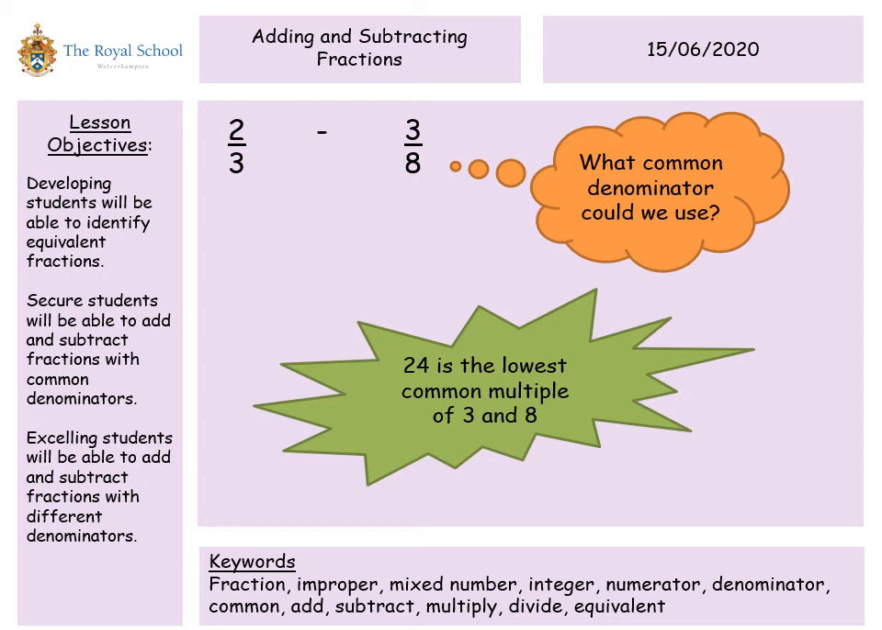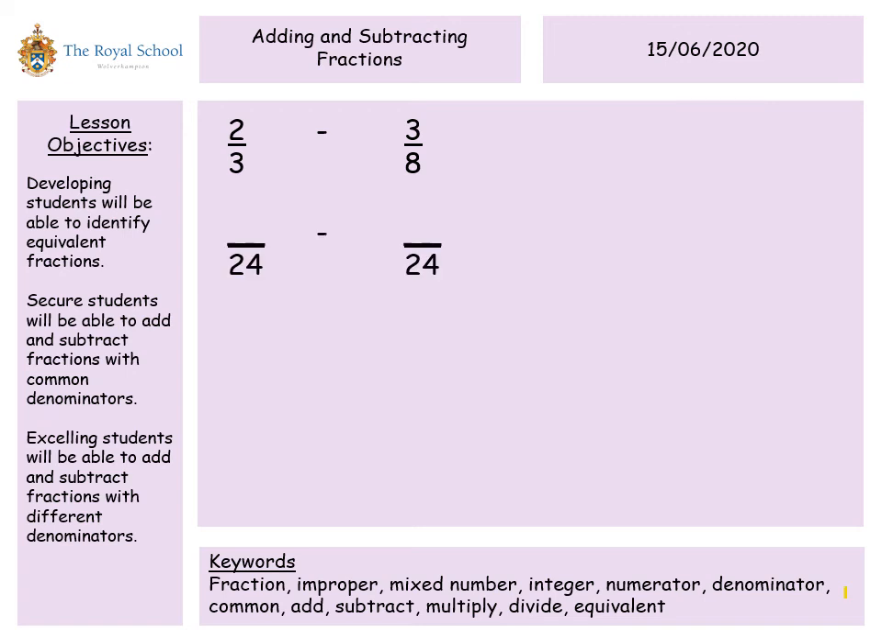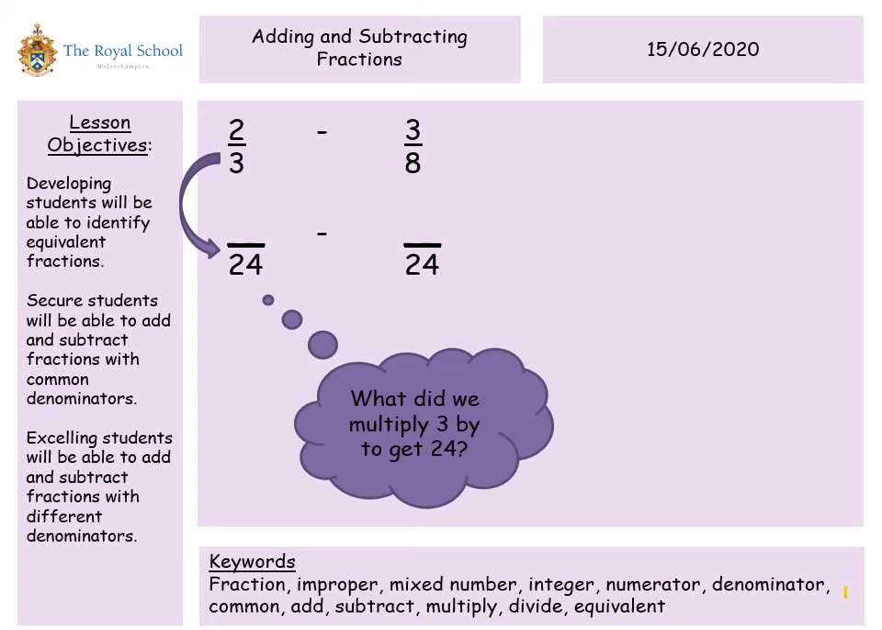But back to this problem, we've got 24 as our lowest common multiple. So let's write both fractions with a 24 at the bottom. So first fraction, a bottom number of a 3 has turned into a bottom number of a 24. So what do we multiply 3 by to get 24? So that's going to give us 8.